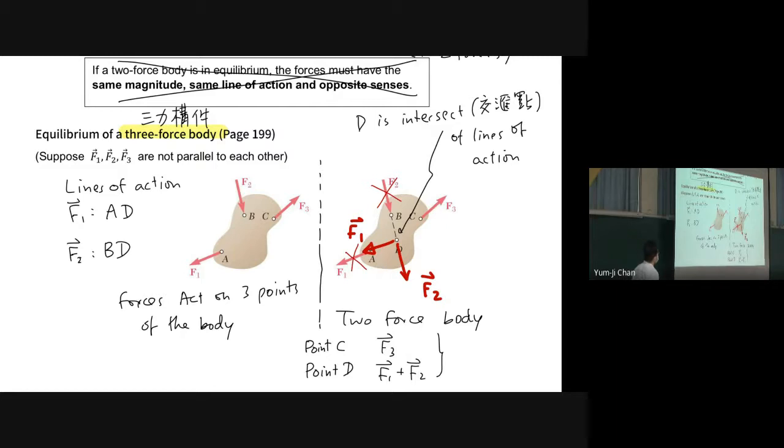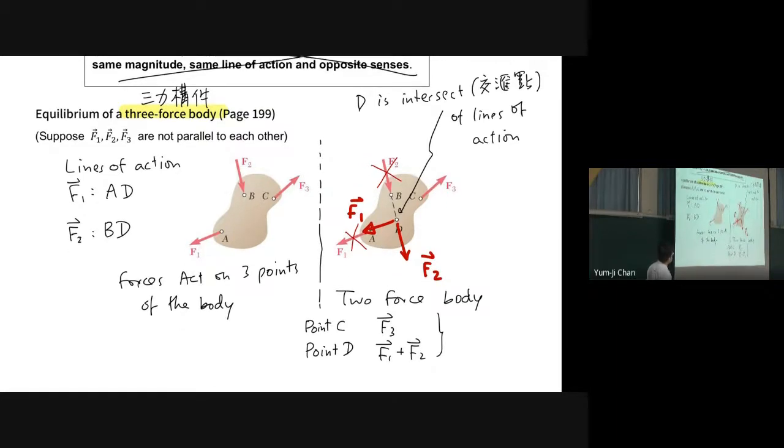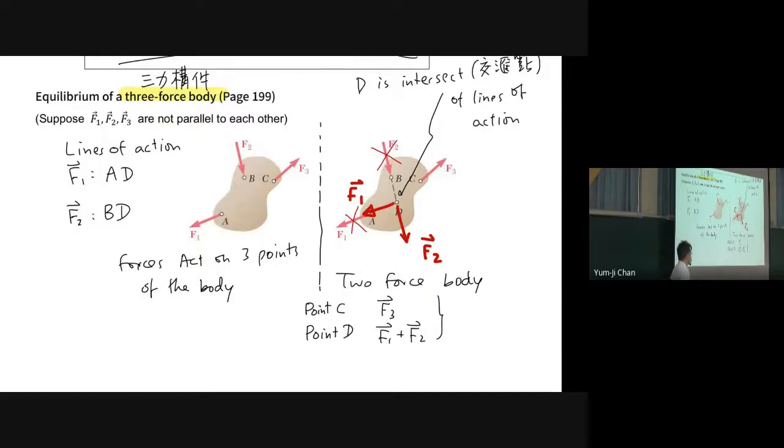So from what we learned from the two force body, this one, F3, has the line of action CD. And then we put it here: the line of action of F3 is CD.